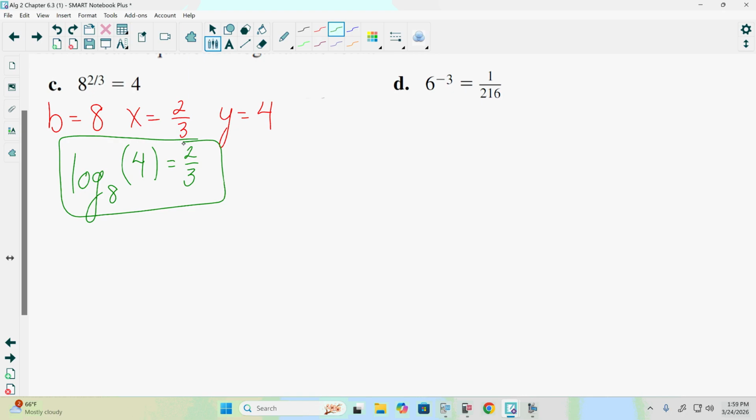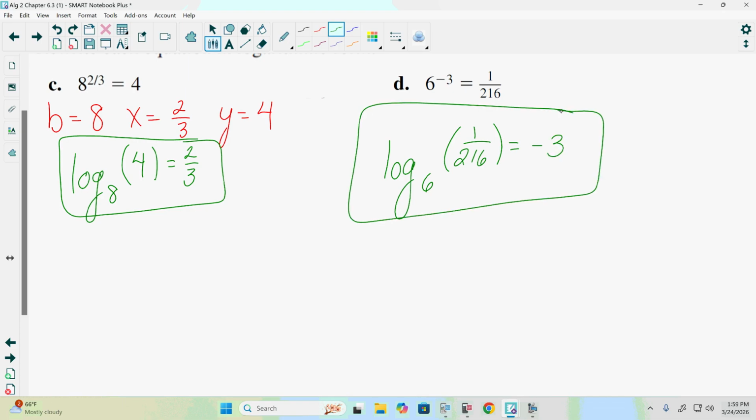How about the next one? 6 to the -3rd equals 1 over 216. So I'm not going to specifically denote b, x, and y, but we'd have log base 6 of 1 over 216 equals -3. Questions on these two here?